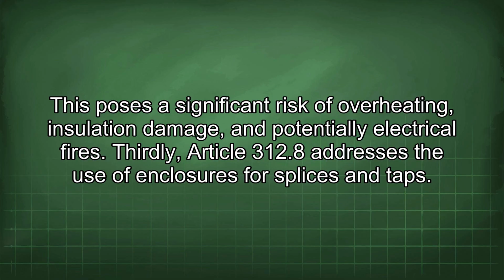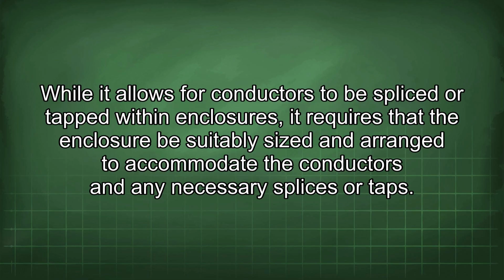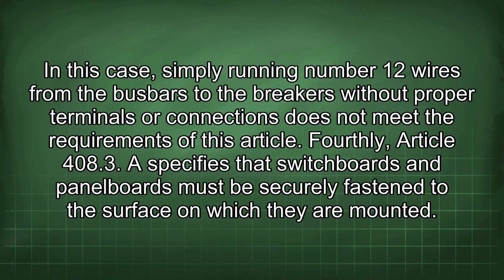Thirdly, Article 312.8 addresses the use of enclosures for splices and taps. While it allows for conductors to be spliced or tapped within enclosures, it requires that the enclosure be suitably sized and arranged to accommodate the conductors and any necessary splices or taps. In this case, simply running number 12 wires from the busbars to the breakers without proper terminals or connections does not meet the requirements of this article.